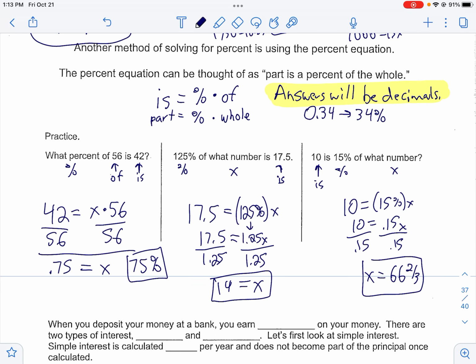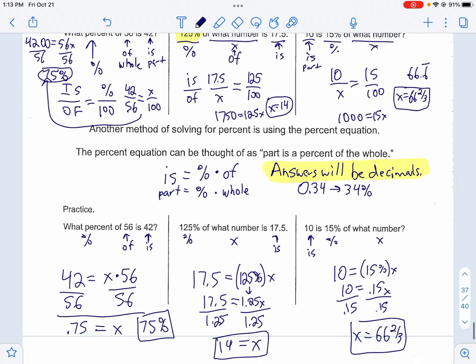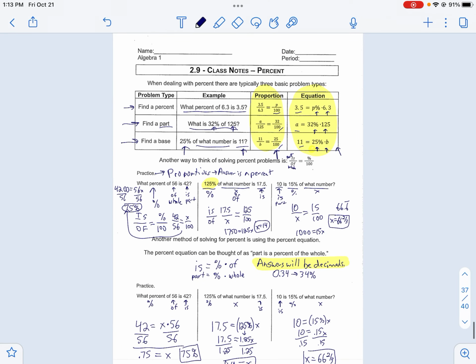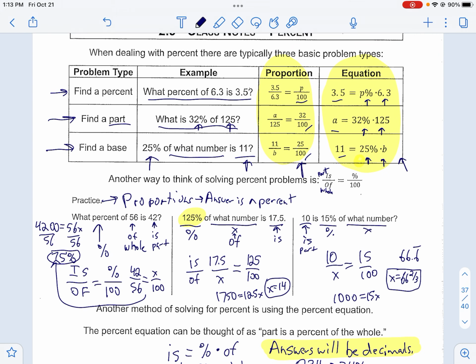Okay, so hopefully taking a look at all of this has been a good refresher on how to use and manipulate the equation to find the percent, the part, or the whole, or the base.